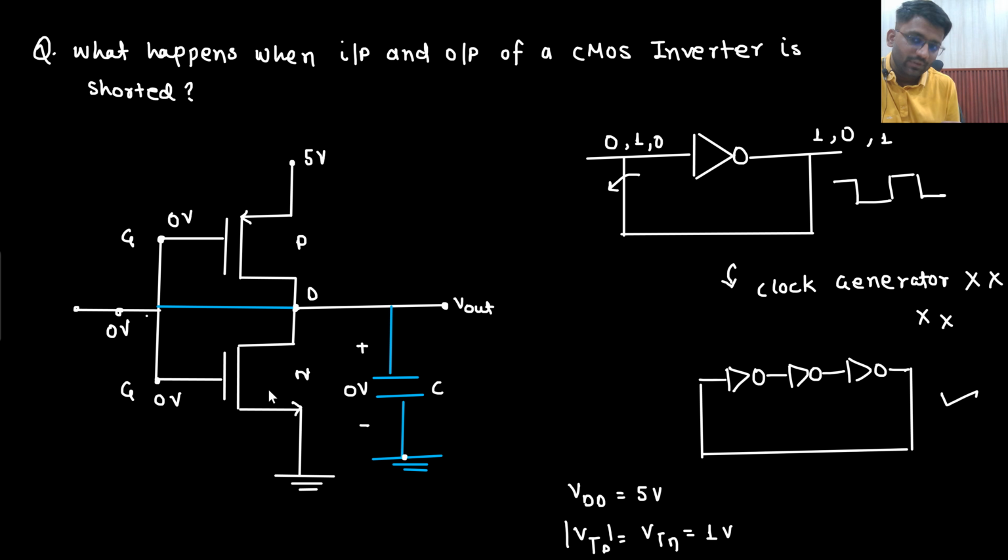This is the gate of NMOS, and this is the drain of NMOS. And this is the source. So if gate and drain are shorted, then PMOS or NMOS both will always be in the saturation region. This is the first thing: they are always in the saturation region.